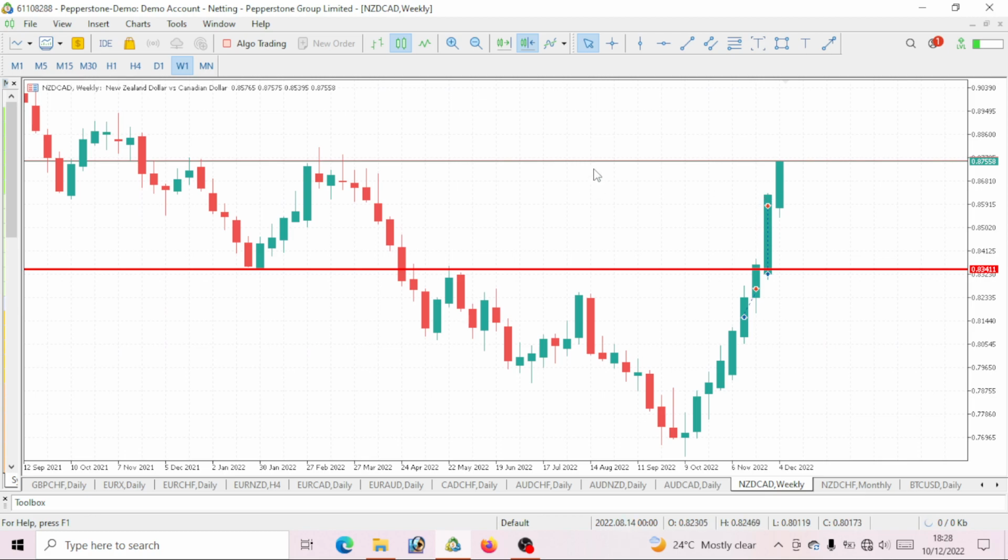Now, if you take a look at your CAD index, you see that CAD is bearish. You see that CAD is dropping.